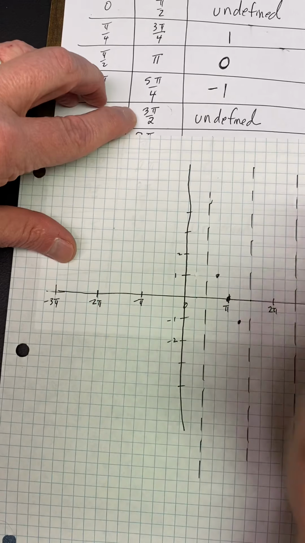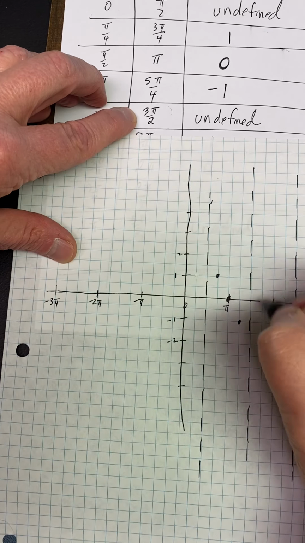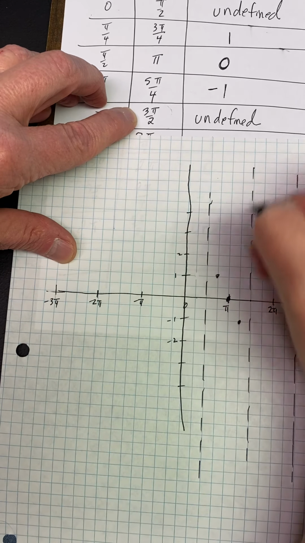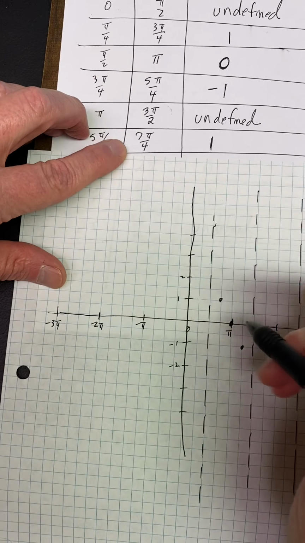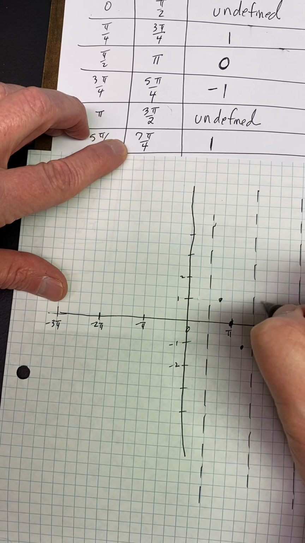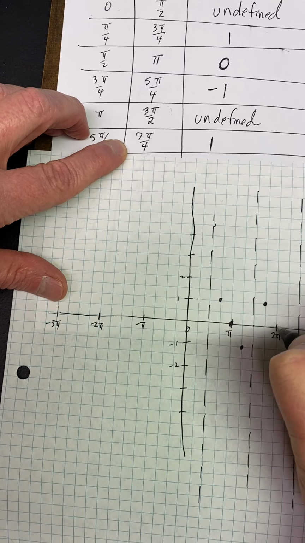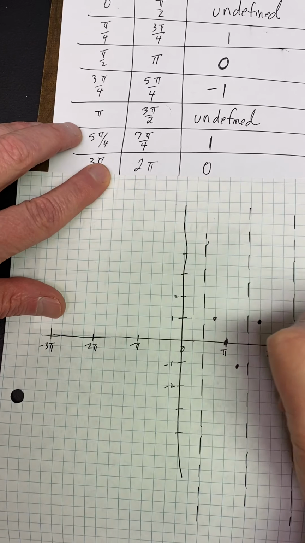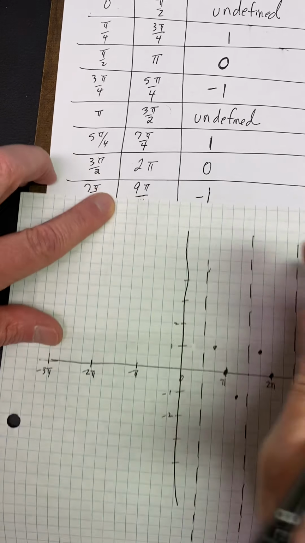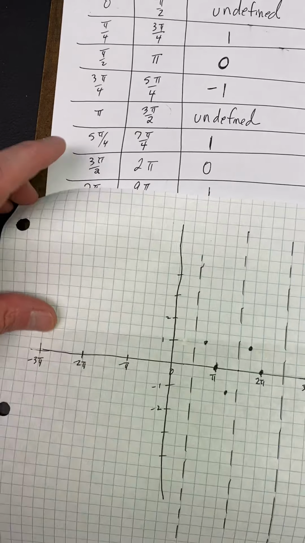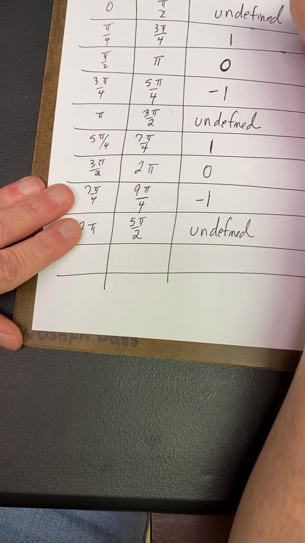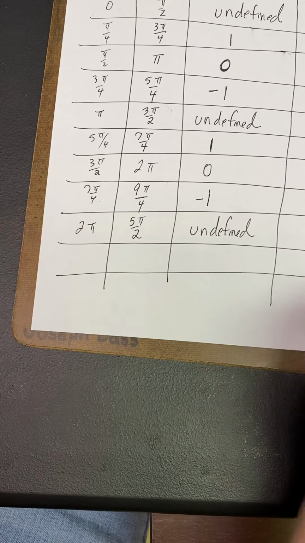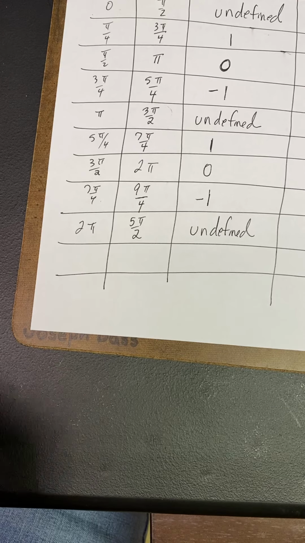If the x is 3 pi over 2, that's here. Oh, it's undefined. Got it. At 7 pi over 4, it's 1. At 2 pi, right there, the value is 0. You know what? Back completely up. I'm not done, and you're probably wondering what in the heck I think I'm doing.